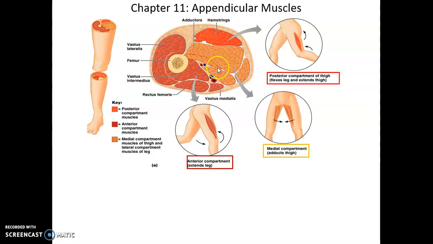The thigh has three compartments. The anterior compartment are muscles that extend the leg, the portion underneath the knee. The hamstrings in the posterior compartment extend the thigh and flex the leg. And then in the medial compartment, muscles that adduct the thigh.